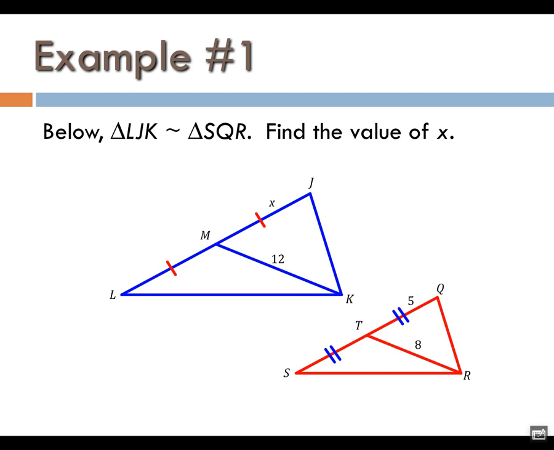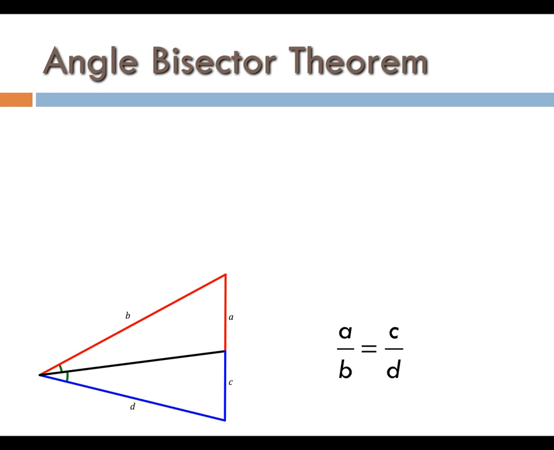Okay, easy. Angle bisector theorem. Let's look at the picture first before I give you the theorem. I took a triangle and I drew in one of the angle bisectors, and you can tell it's an angle bisector because I got the little tick marks down here showing you that those two angles are congruent.